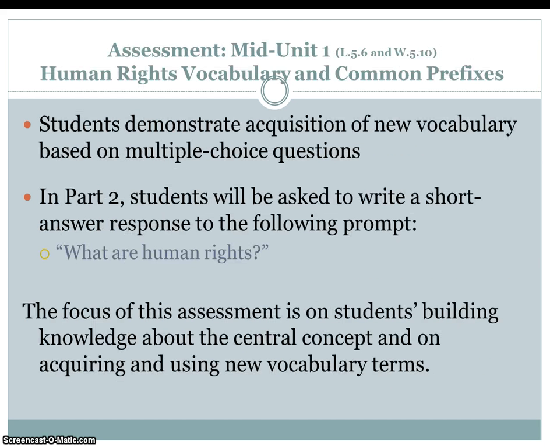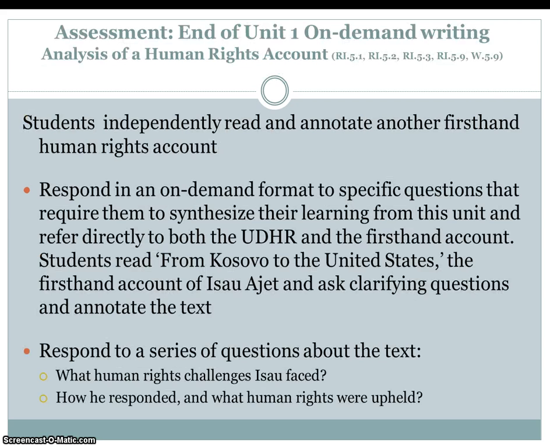There are 3 units in each module. Each unit has 2 assessments. Mid-Unit Assessment 1, Human Rights, Vocabulary, and Common Prefixes. Students demonstrate acquisition of new vocabulary based on multiple choice questions. In Part 2, students will be asked to write a short answer response to the following prompt. What are human rights? The focus of this assessment is on students building knowledge about the central concept and on acquiring and using new vocabulary terms.